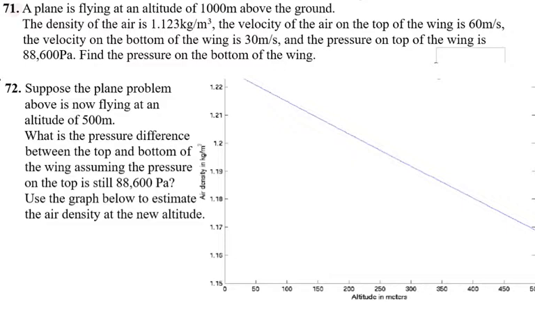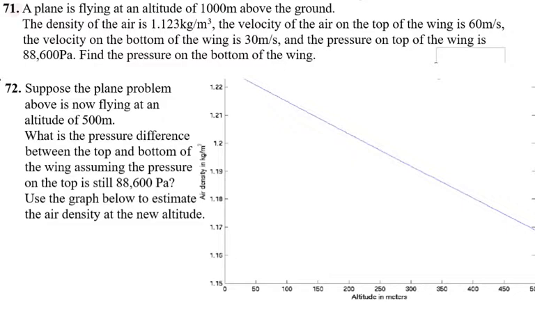And this is one of the first questions we did. What is the pressure difference between the top and the bottom of the wing, assuming that the pressure on the top is still 88,600 Pascal? Use the graph that they give you to estimate the air density at the new altitude.